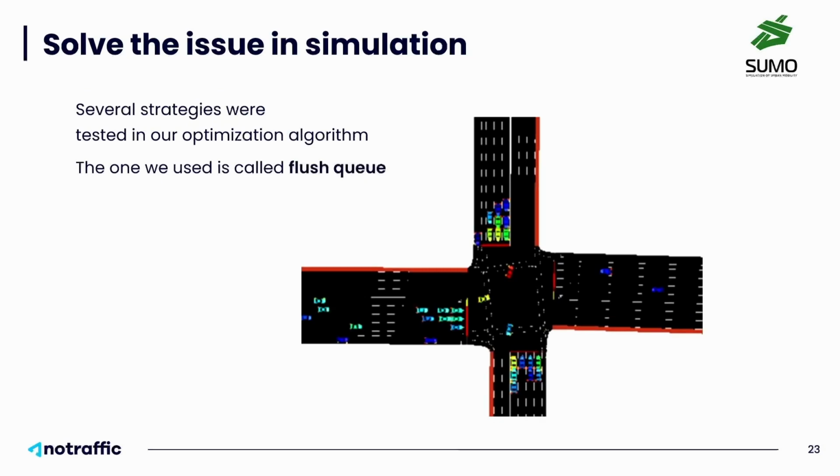Okay, so reproduce, check. Next, we want to solve the issue. This goes to our algorithm of how we optimize traffic. We tested several strategies. The one we chose is called Flash Q. In the paper, I give more details. And if you want to know more about how it works, come after the talk and I'll give more details. But you can see the queue that was remaining after the light turned red is not here anymore.